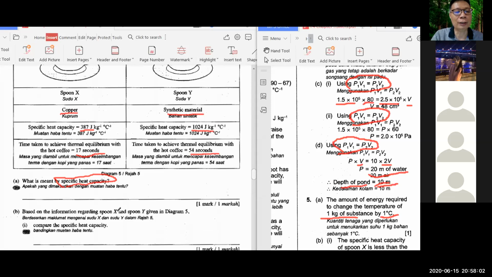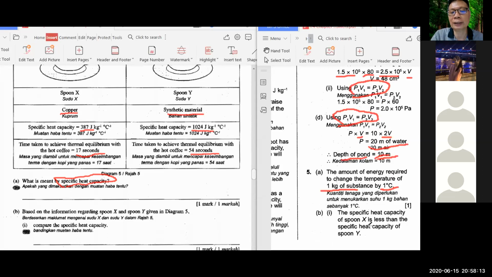Based on the information, spoon X, spoon Y. Now compare the specific heat capacity. This one is small, this one is big. So the answer is just like that: X less than Y. Specific capacity of X is only 300 over, smaller than Y. Y is 1,000 over. So X is smaller than Y. This one no issue.